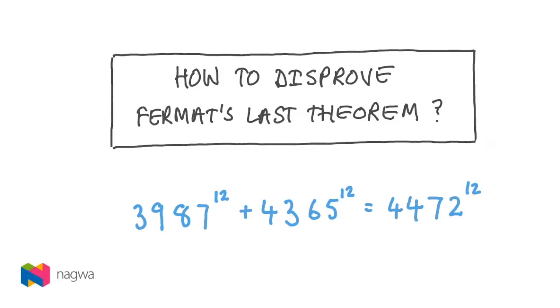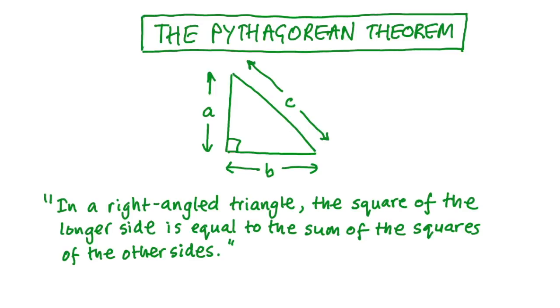In this video, we're going to take a look at how to pronounce this man's name, and we're going to talk about his last theorem and Homer Simpson's proof by counterexample that it was in fact wrong. But before we do all that, let's think about the Pythagorean theorem, or Pythagoras' theorem as it's often known.